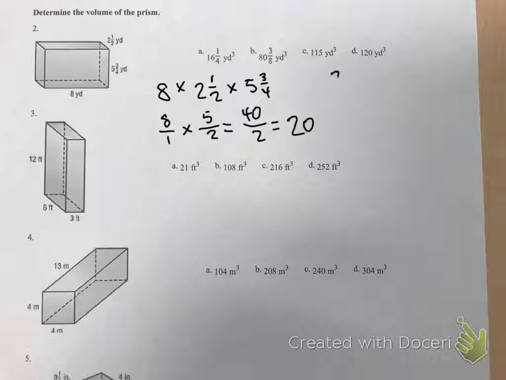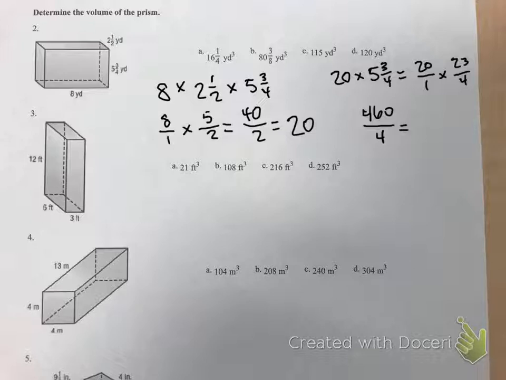So now we have to take 20 and multiply it by 5 3/4. So we have to convert 5 3/4 to an improper fraction. So we have 20 over 1 times 23 over 4. 20 times 23 gives us 460. 1 times 4 gives us 4.